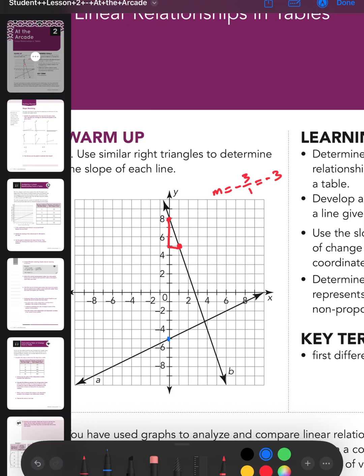For our other line there, picking out 2 points again, now we got a positive slope. So rise over run. And we can see that our rise there is 1 unit, run 2. So we got a slope of 1/2.